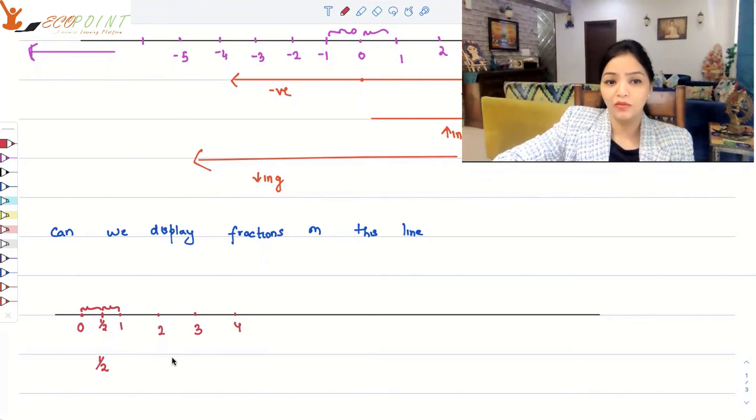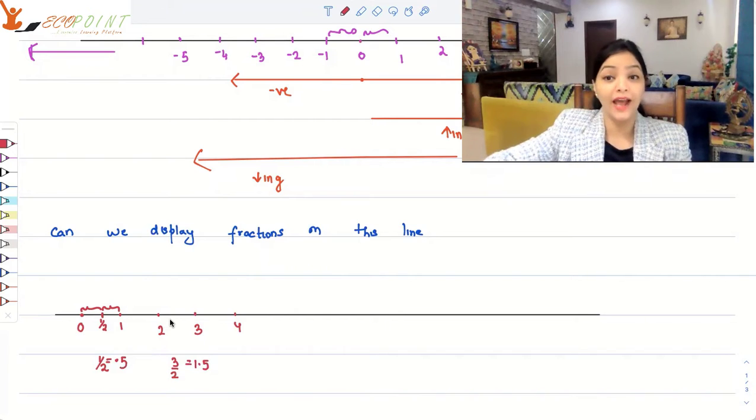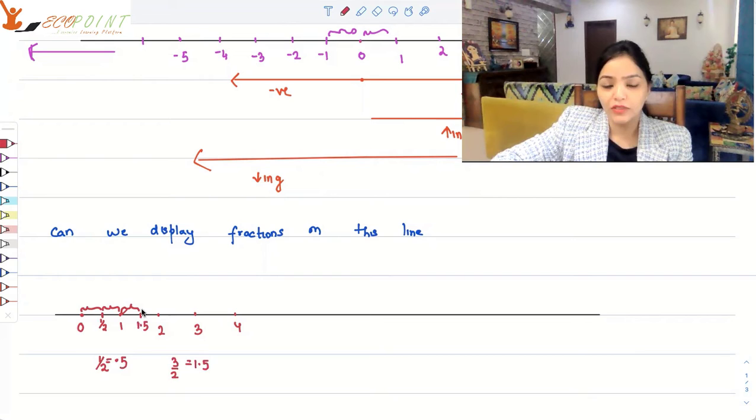But now I want to talk about 3 by 2. So half, which is 0.5, is located here. 3 by 2 is 1.5. So clearly it is half more than 1. So it's going to be half a unit more than 1, and it should be located here. It is half a unit prior to 2 and half a unit beyond 1. So it should be located here.